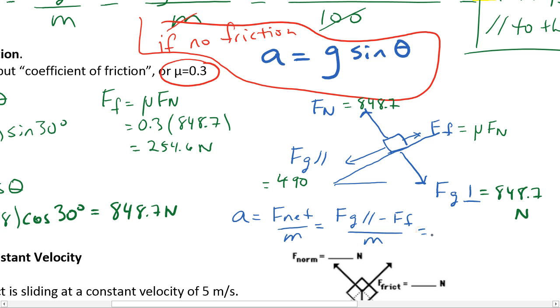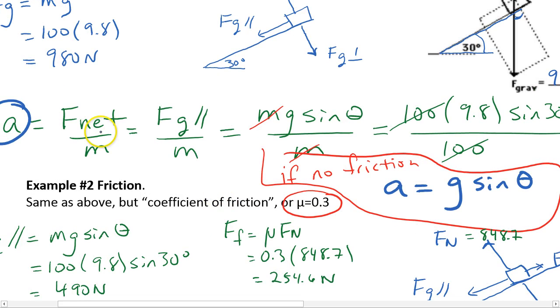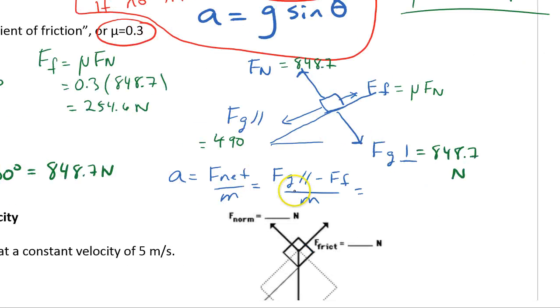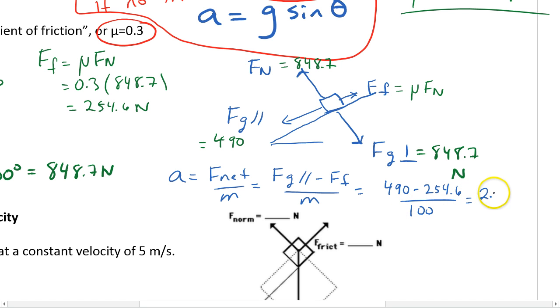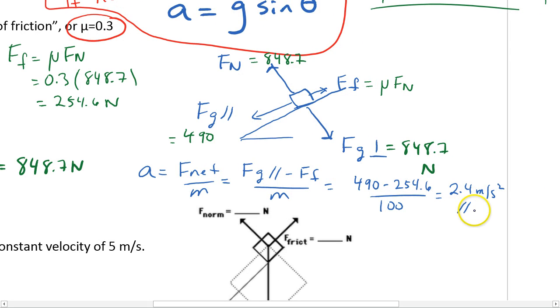So it's very similar to what we had a second ago, right? Over here we had F net over m, we had FG parallel over m because there was no friction. Now we have FG parallel minus the force of friction all over mass. So we figured out that FG parallel was 490 minus 254.6, all divided by 100. And I get an answer of 2.4 meters per second squared, and again the direction would be parallel to the incline plane.